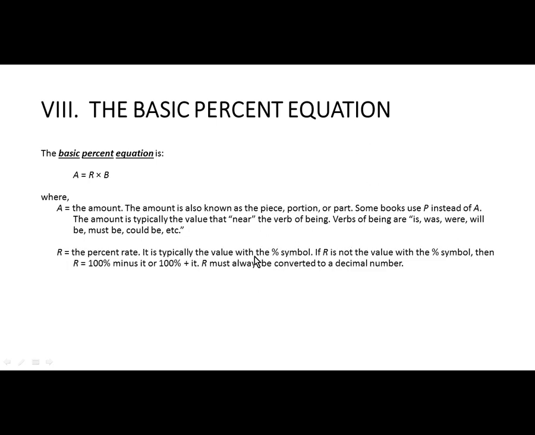R is the percent rate. That's why it's called R for rate. It is typically the value with the percent symbol. So if R is not the value with the percent symbol, then R is equal to 100% minus it, or 100% plus it. R must always be converted to a decimal number. Okay? So again, the number that has a percent symbol, that's R, or else R is going to be 100 plus that, or 100 minus that. B is the base. The base is also known as the whole or entire quantity. It is typically the value after the word of.